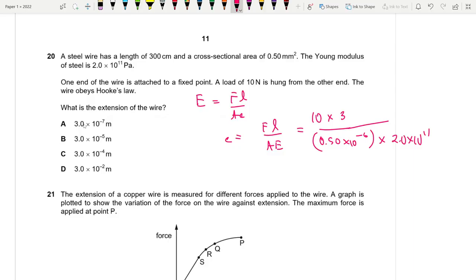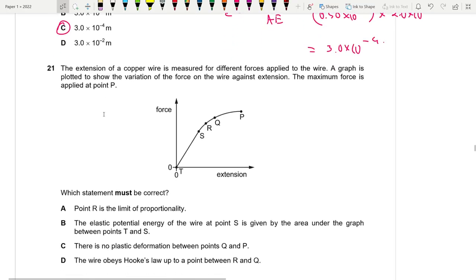Thank you. So 0.5 times 10 to the power minus 6 times 2 into 10 to the power 11. That's 3 into 10 power minus 4. So I'm gonna go with C.